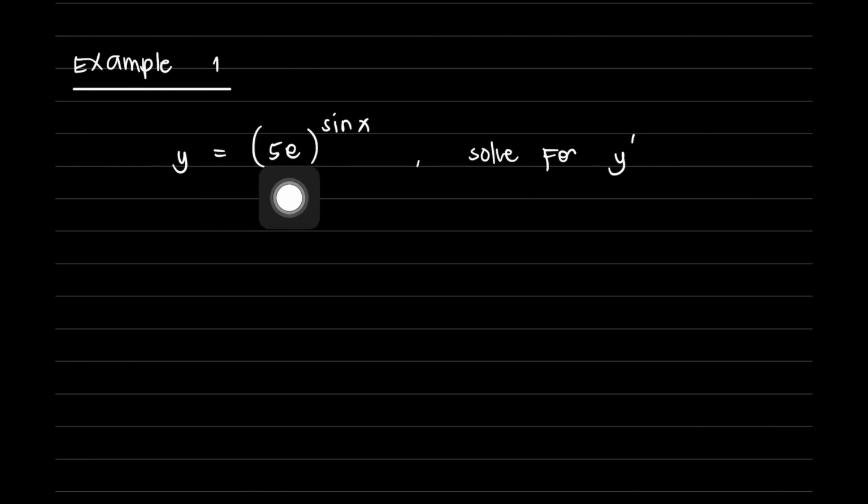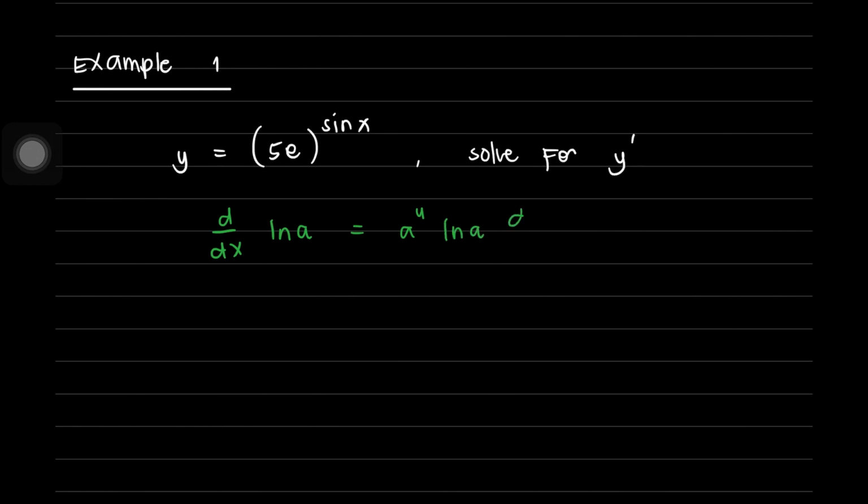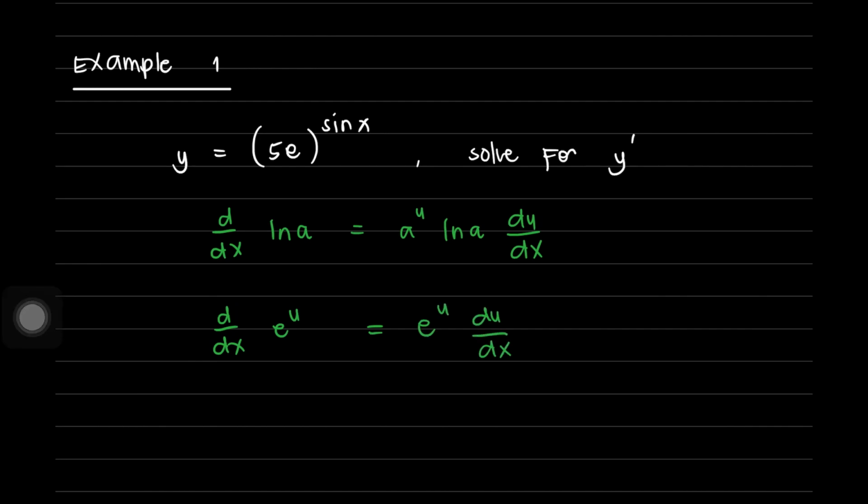Since we have e, or exponential, on the base, we have the formula: the derivative with respect to x of a raised to u is equal to a raised to u ln of a du over dx. And the other formula is the derivative with respect to x of e raised to u, which is equal to e raised to u du over dx.